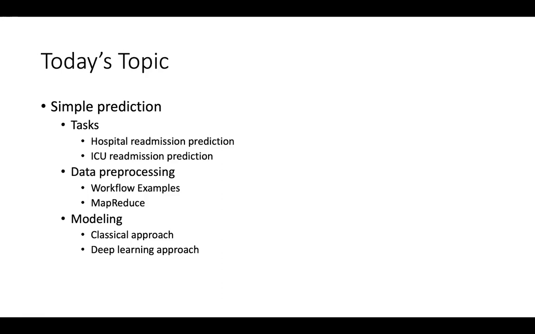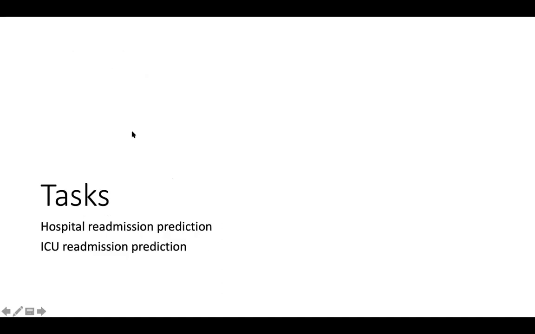Logistic regression is still a go-to method in a lot of biomedical research, because the model itself is very simple, and it's a linear model. And given logistic regression or linear regression, you can do a lot of statistical analysis, like confidence tests or coefficient analysis and that kind of stuff. And then we're going to go to a deep learning approach. All right, so we'll start with the tasks.